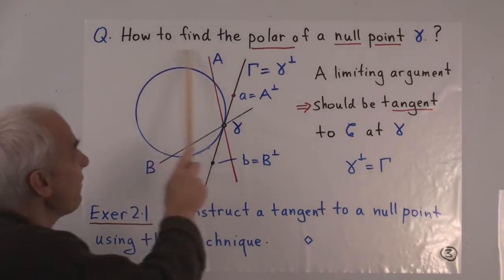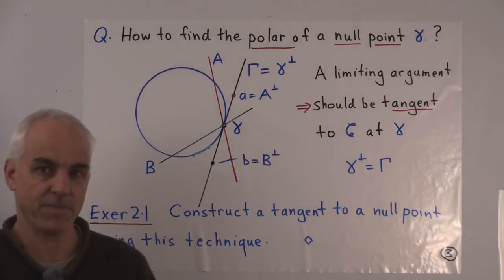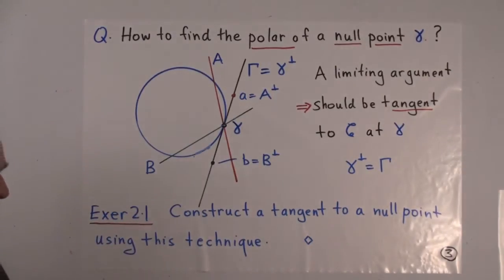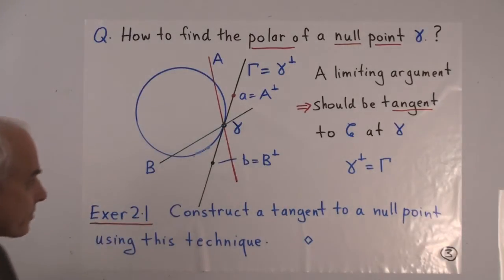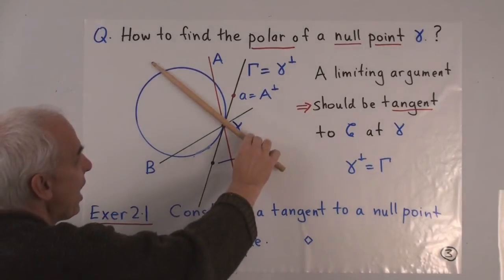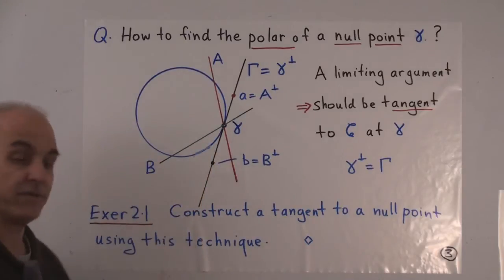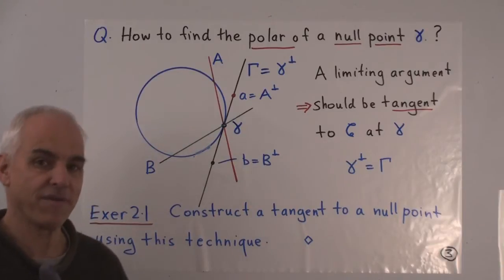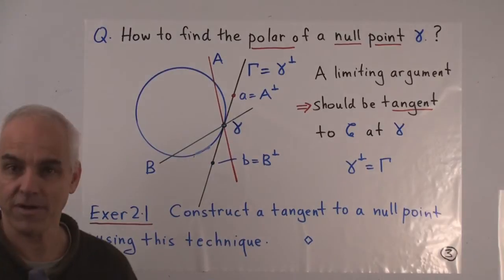So here's a question that we haven't quite addressed yet. How do we find the polar of a null point, gamma? Such a point also has a polar line, but the prescription that we described up till now doesn't actually work for that. If you try what we were talking about before and you draw two lines through gamma, then you don't get a quadrangle, you get a kind of degenerate quadrangle or a triangle. And that's not enough to construct the diagonals and therefore the polar line.